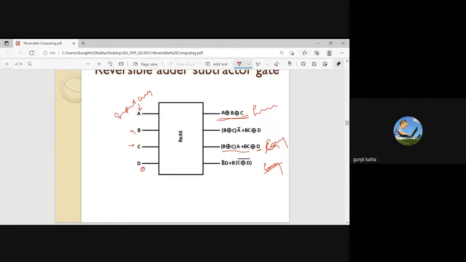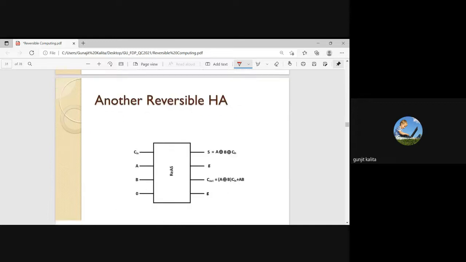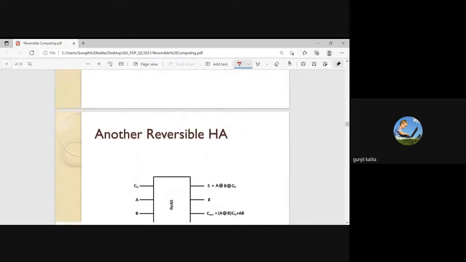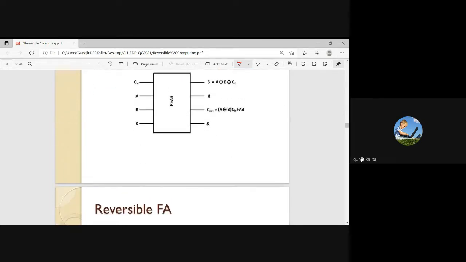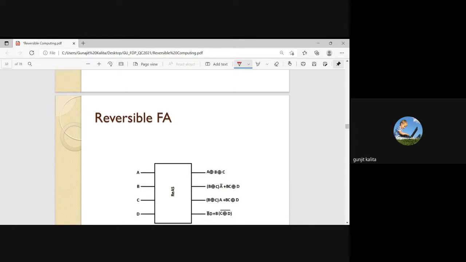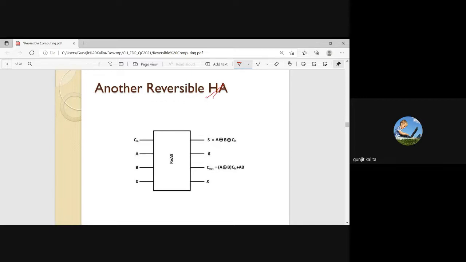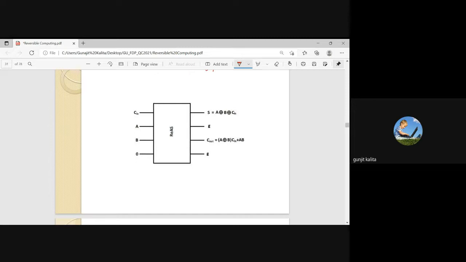Next, we can make it a full subtractor. So this will be the subtraction result, we know. This time we'll create B as 0 again, and this will behave as a subtractor. So the same block, or gate, can be utilized as a reversible adder and subtractor. You can design your own and implement whatever function you want. Actually, the diagrams are written as half adder, but it's actually a full adder. I already told you that.